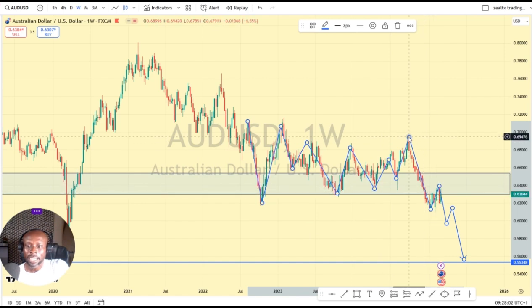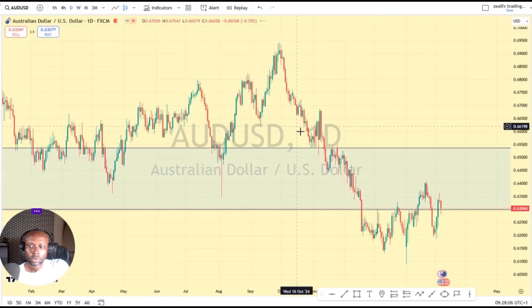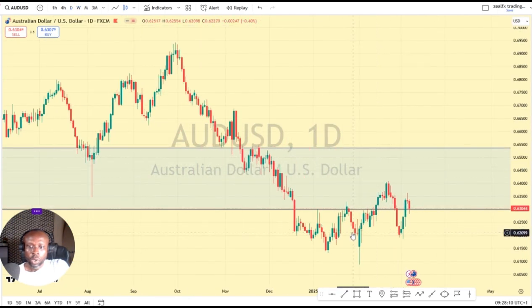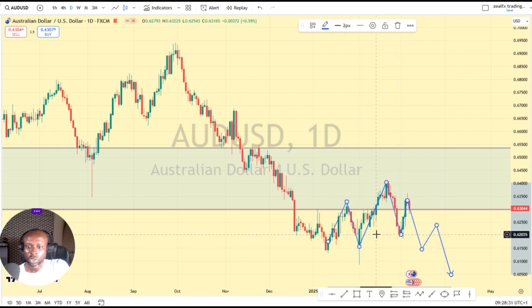So let's look at the daily chart of the Australia USD. On my daily chart, we currently have a sideways structure on the Australia USD. So long as we have this sideways structure, what we expect on Australia USD now is for price to break this swing low, then pull back so we can start to sell the Australia USD. For now, Australia USD still remains sideways on the daily chart.